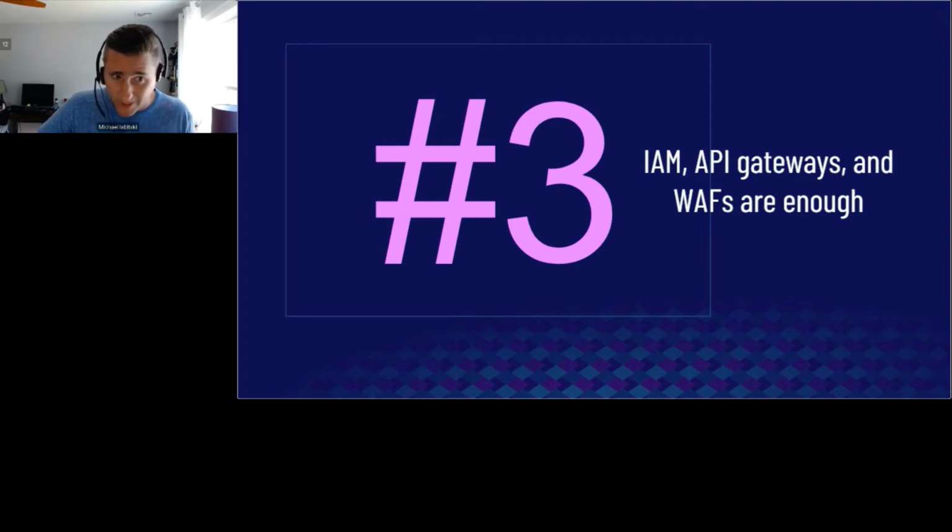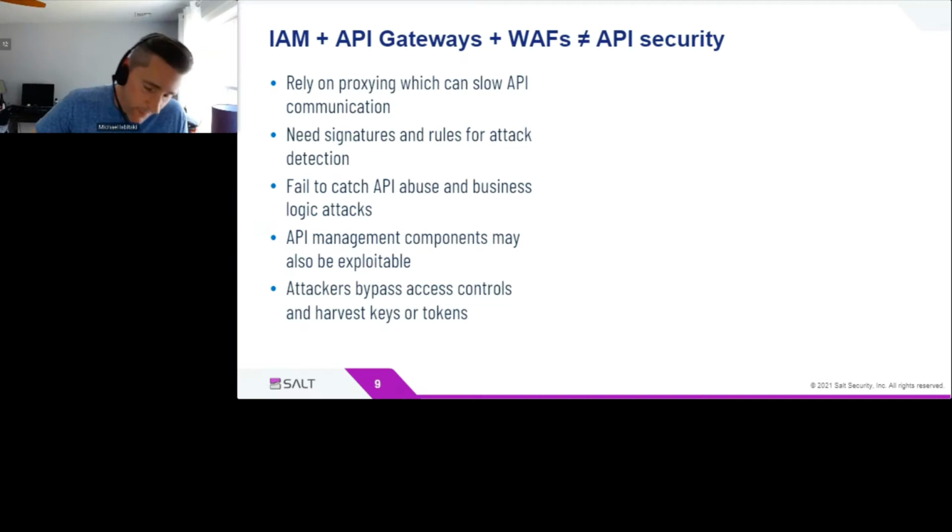So let's get into why it's not API security. The first problem, and this really gets into modern API design and microservices architecture, is that they're very reliant on proxying, right? And the more proxies you add into an architecture, it starts to slow down API communication. You're going to start to add latency, which is really a non-starter, right? If your APIs aren't performant, everything falls over. The business is going to be unhappy. Your consumers are going to be unhappy. Things just aren't working right.